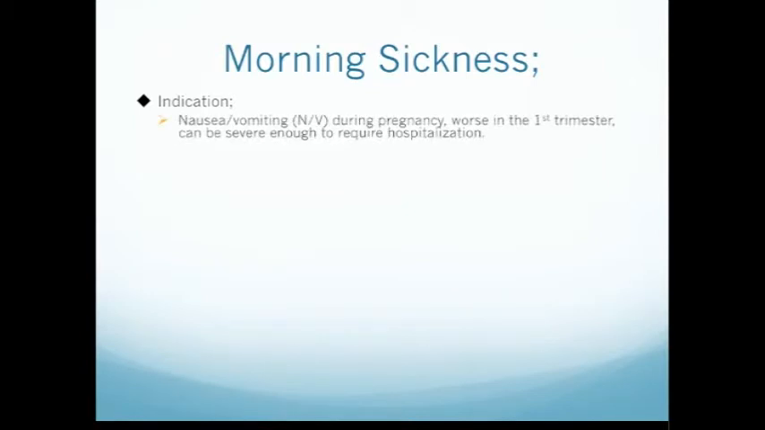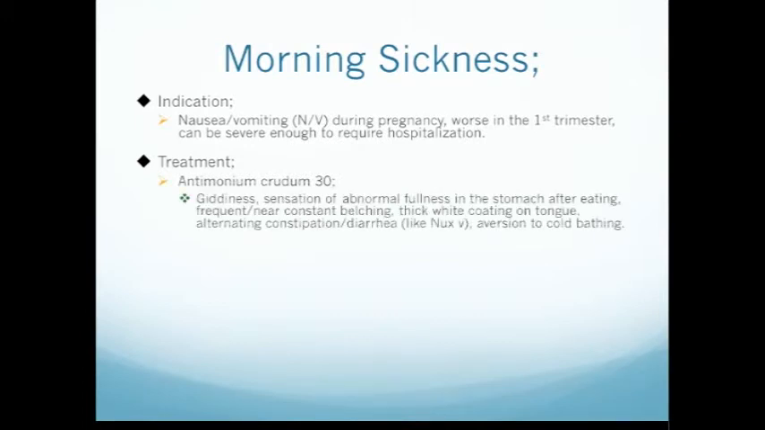This is nausea and vomiting during pregnancy, often worse in the first trimester. It can be severe enough to require hospitalization with IV fluids to treat the resulting dehydration. Antimonium crudum 30 can help. This is useful for women with giddiness and a sensation of abnormal fullness in the stomach after eating.